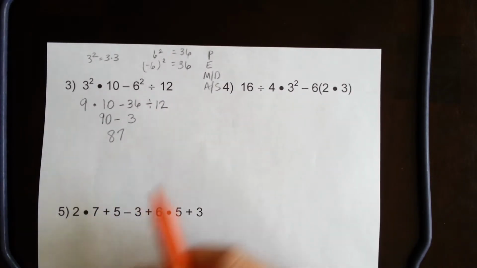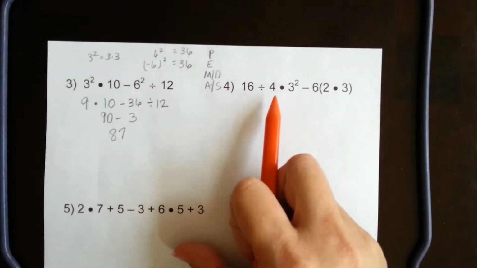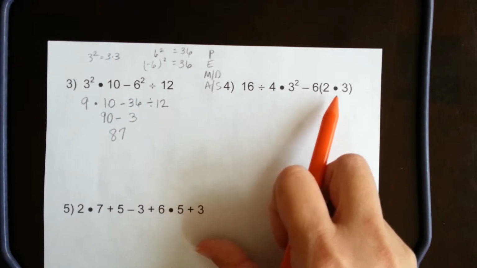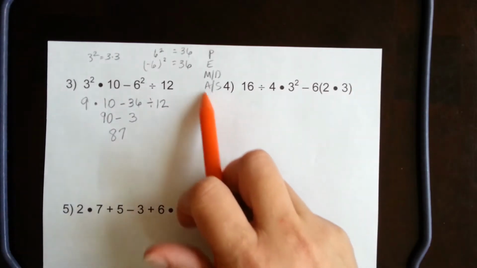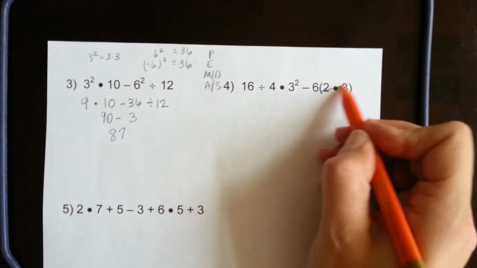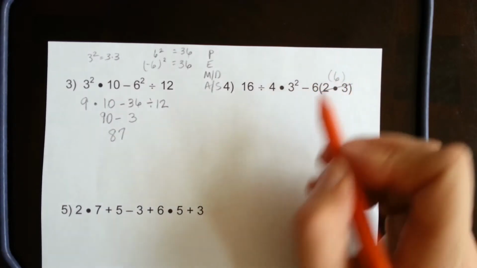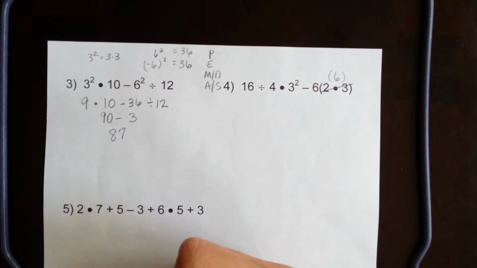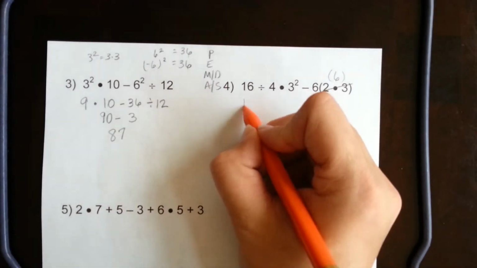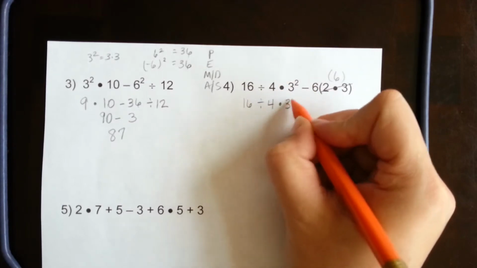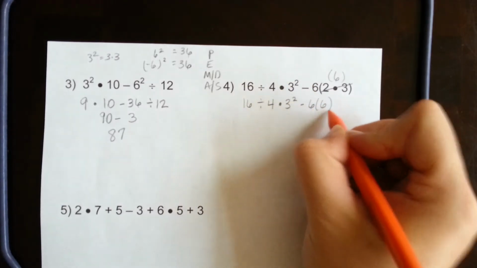Let's look at number 4. In this one we have lots of different operations. We have 16 divided by 4 times 3 squared minus 6 times 2 times 3 in parentheses. So first thing we would do is go through and work anything in parentheses. So here we have parentheses, 2 times 3, that would just give us 6. So this is like 6 times 6. Notice now if I put parentheses around it, that's just going to indicate multiplication. It's no longer asking me to do an operation inside the parentheses. So I have 16 divided by 4 times 3 squared minus 6 times 6.